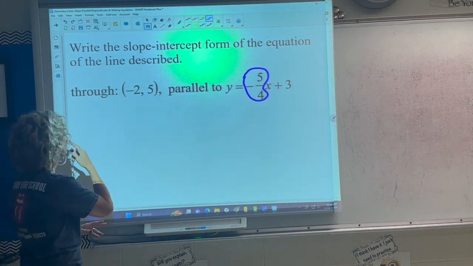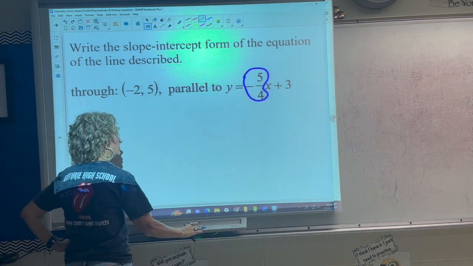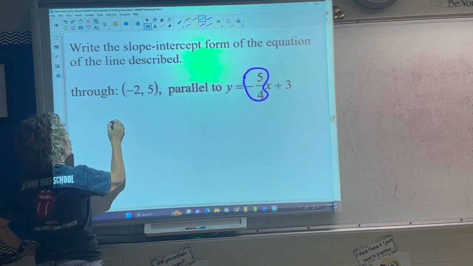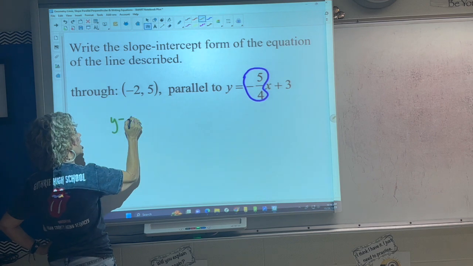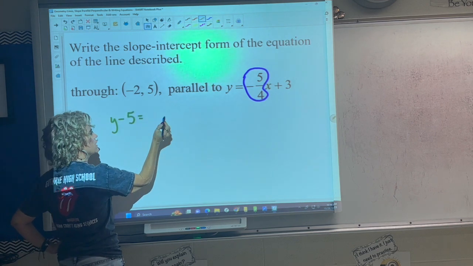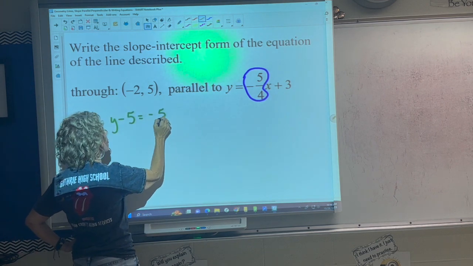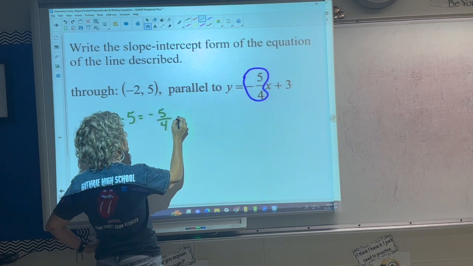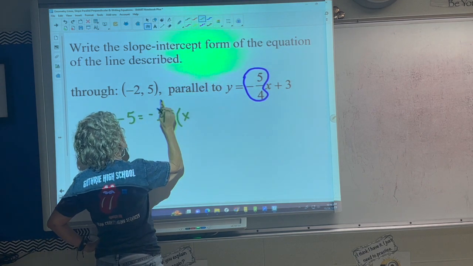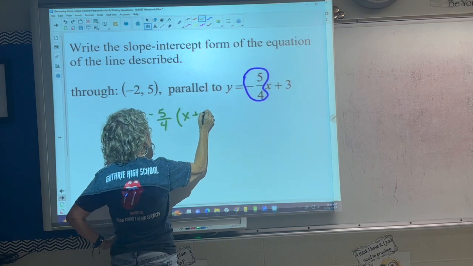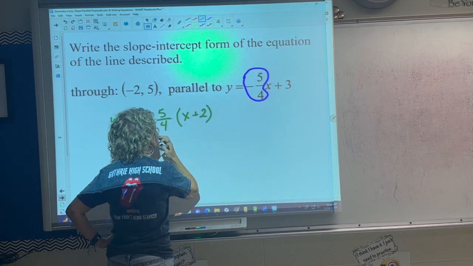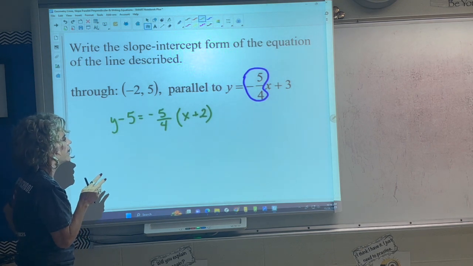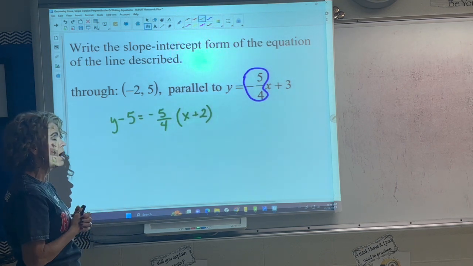Okay, so here I'm going to utilize my point slope form. y minus my y coordinate, which is 5, equals slope. Not real crazy about a fraction, but I can still do it. Slope times x minus a negative 2 is plus 2. Okay, now, most of you are going to see that fraction and go, oh my Lord, I do not want to work with that fraction.